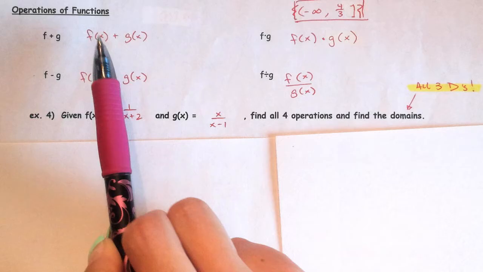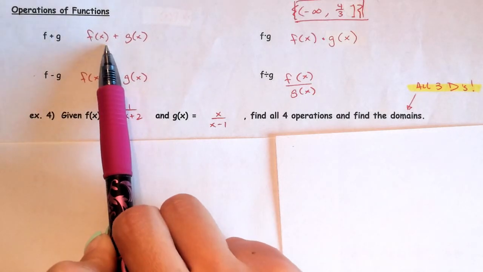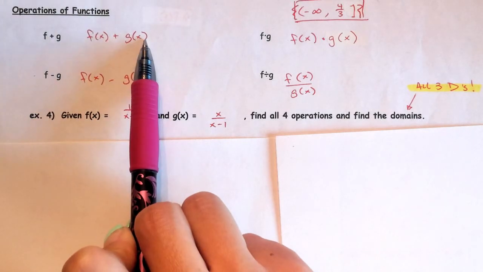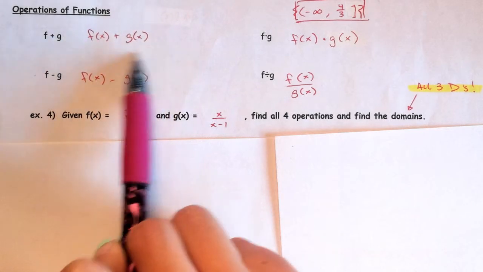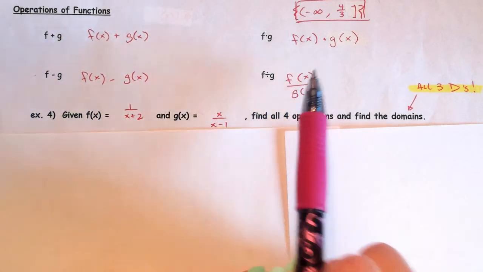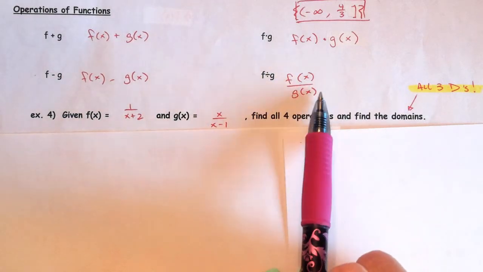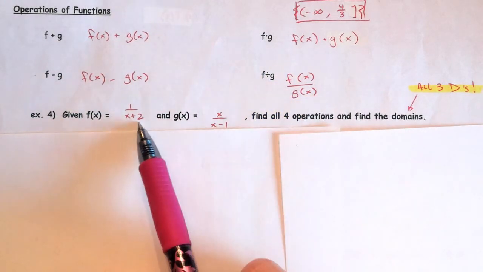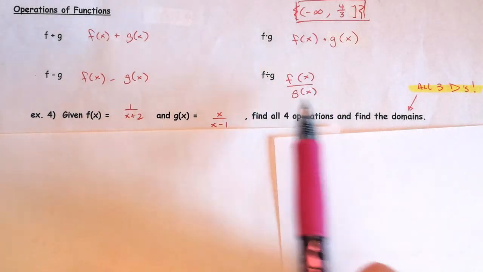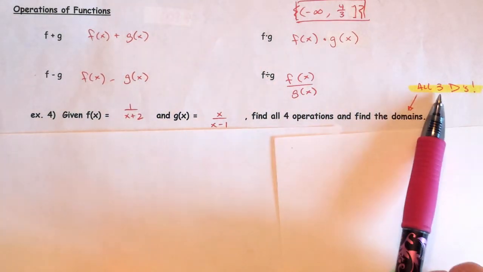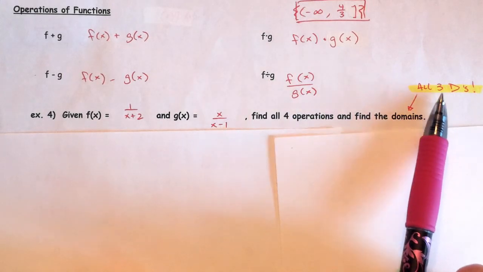So if you're adding, you have to think about f of x's domain, g of x's domain, and then you have to think about the domain of the final answer. If you're dividing, you have to think about f of x's domain, g of x's domain, so from here and here, and then you have to think about the domain of the final answer. That's why I say all 3 domains. Highlight that, star it, tell yourself, okay?